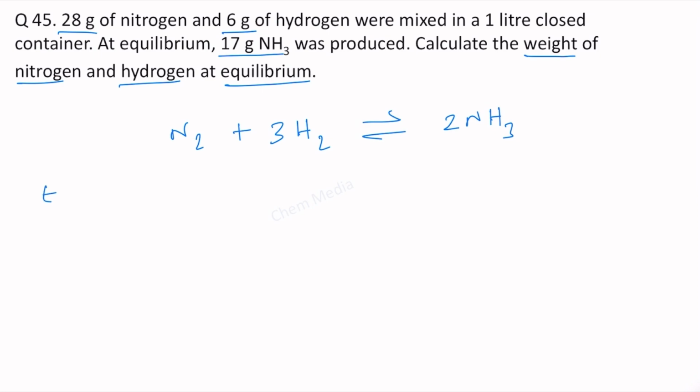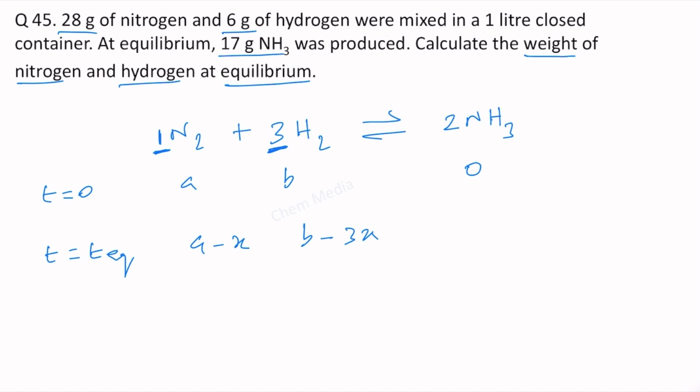Initially when t equal to 0, we have A moles of N2 and B moles of H2, and we will not be having anything on the product side. But when t equal to t equilibrium, this will become A minus X and this will become B minus 3X. Why 3X? Because the stoichiometric coefficient is 3 here. So when we have 1 mole of N2, we require 3 moles of H2.